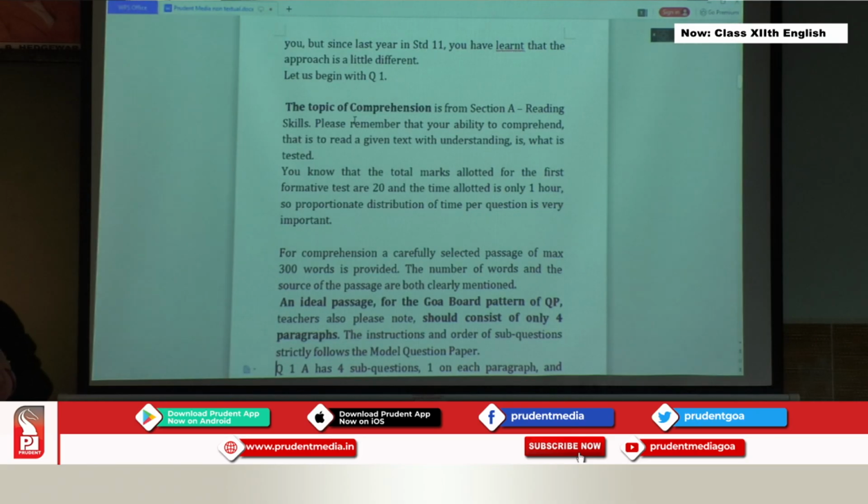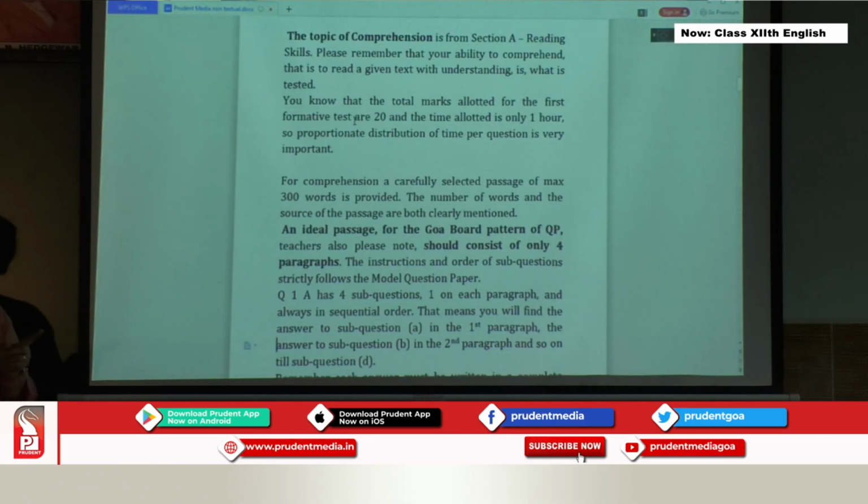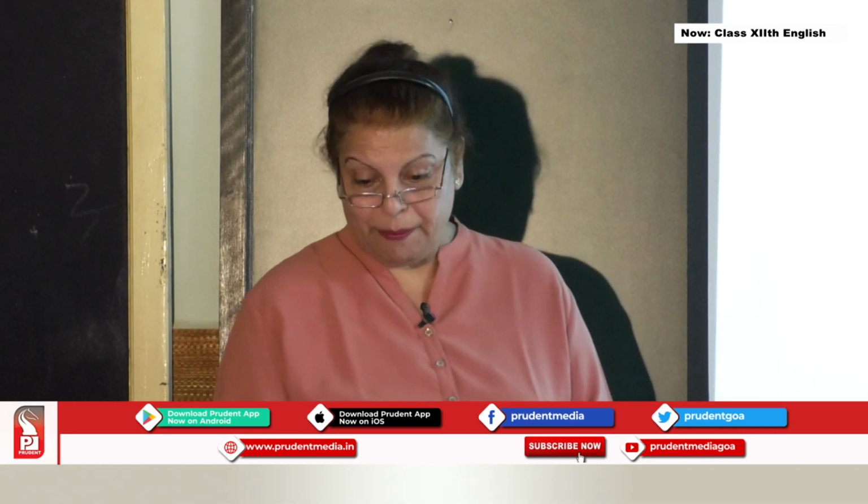For comprehension, a carefully selected passage of maximum 300 words is provided. The number of words and the source of the passage are both clearly mentioned. An ideal passage for the Goa board question paper pattern, teachers also, please note, should consist of only 4 paragraphs. The instructions and the order of sub-questions strictly follows the model question paper.